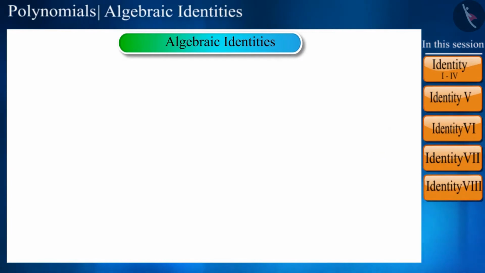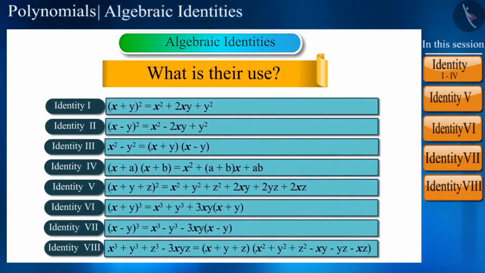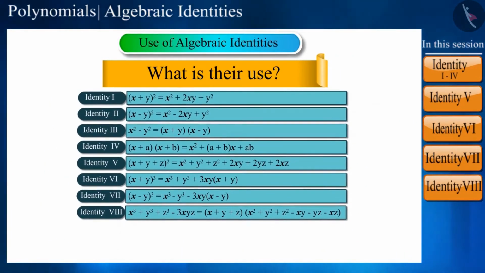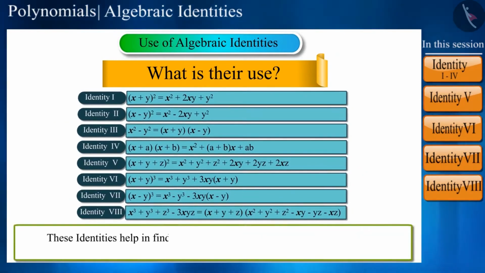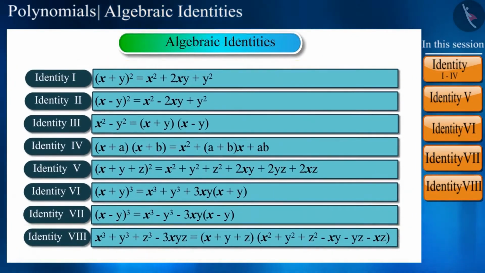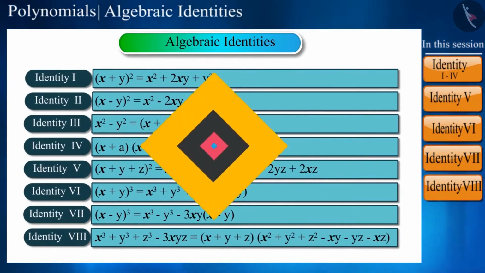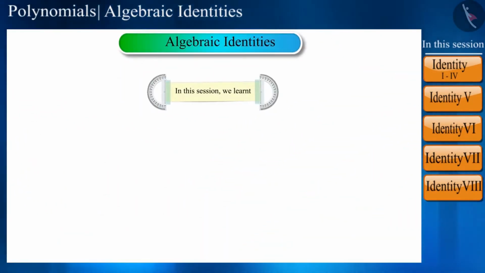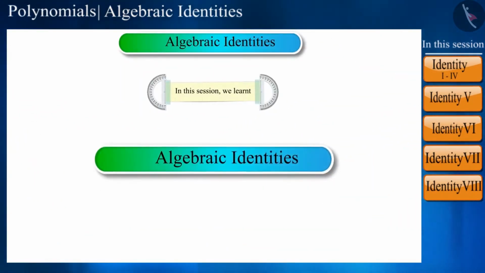Friends, can you tell us why we use identities in the study of polynomials? These identities help in finding the factors and multiples of algebraic expressions. And we will see similar examples in the next video. So what did we learn in today's session? We learned about algebraic identities. And now we will meet in the next video. Thank you.